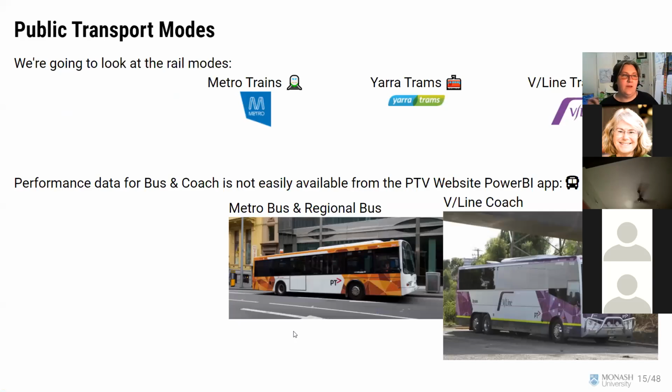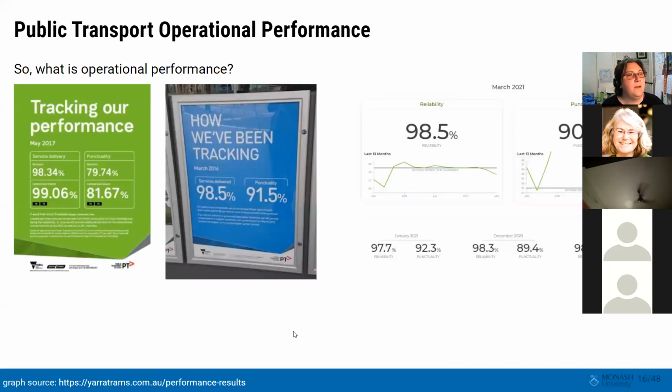So this is what we're going to talk about. We're going to look at the rail modes. So we've got metro trains, Yarra trams, and V-line trains. V-line are the country long distance trains. Unfortunately, we can't easily get data for the bus modes. That's not public. So I just wanted to explain what we're looking at, but it's not everything.